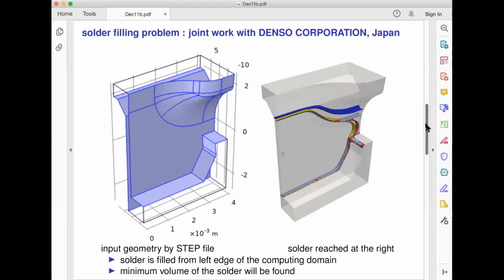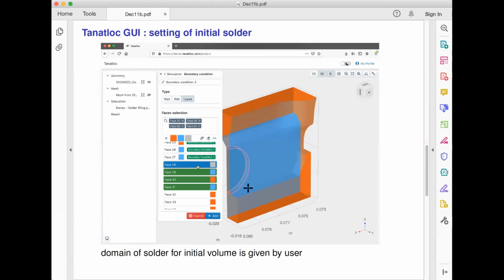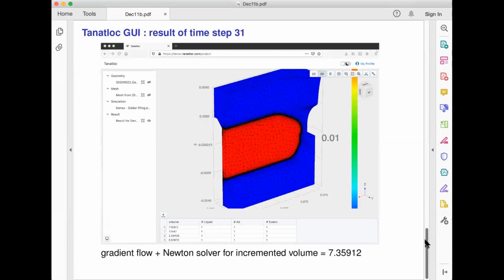So in real computation, the mathematical detail was already shown last year, but here we have 2 different kinds of boundaries of a 3-dimensional geometry. This is given by a STEP file. The right side shows the numerical result. On the Tanatalk system, we can import this STEP file and set boundary conditions by GUI like that. Inside there is the STEP file data, and we can select the boundary data or initial data. And then we can run on the cluster system, and we can get the numerical result like that. This is now almost done, and I hope Tanatalk will be available soon. Thank you for your attention.